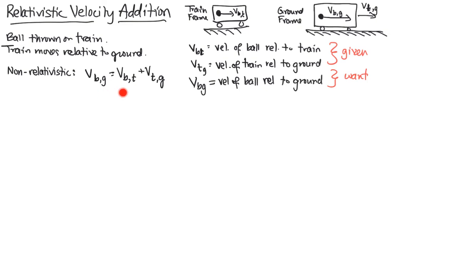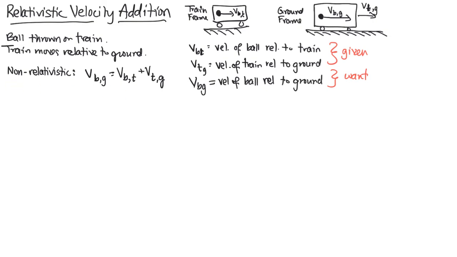Non-relativistically, what we learned is we just add together vbt and vtg, the ball's velocity relative to the train and the train's velocity relative to the ground, and that tells us the ball's velocity relative to the ground. However, of course, we know that that can't be true at high speeds, because if it were, then that would predict that the ball could travel in excess of the speed of light. And we talked about why time being relative for one observer versus another is the limitation of this expression.